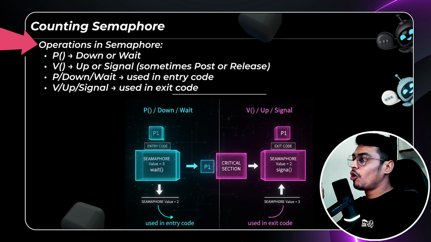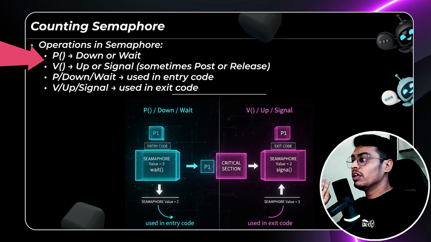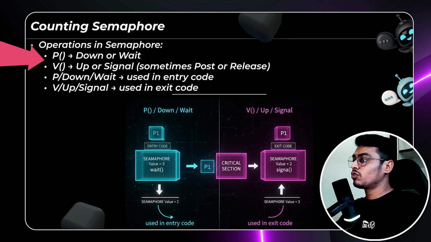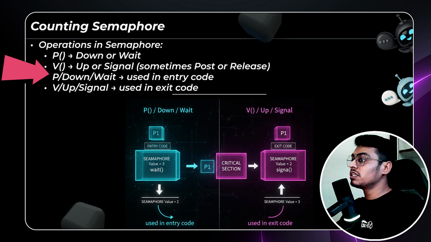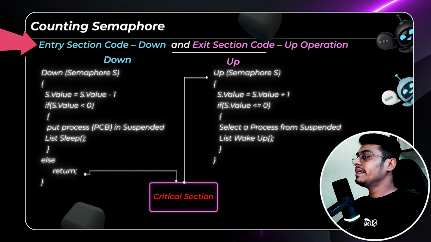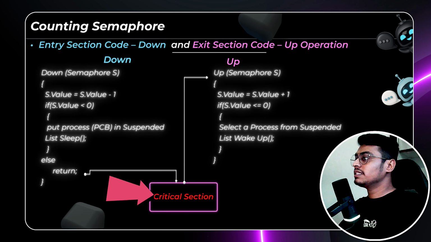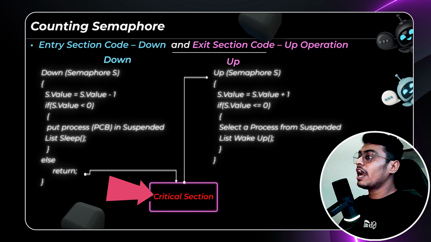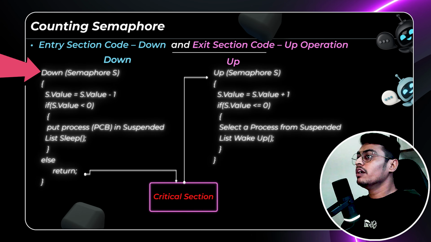Now, various operations in counting semaphore. The operations are P and V. P is also called down or wait, and these operations are used in entry code, and V, also called up or signal, is used in exit code. Entry section code, down operation. Let's say initially the critical section is free and multiple processes want to enter. To enter the critical section, they have to execute entry section code, which is down.